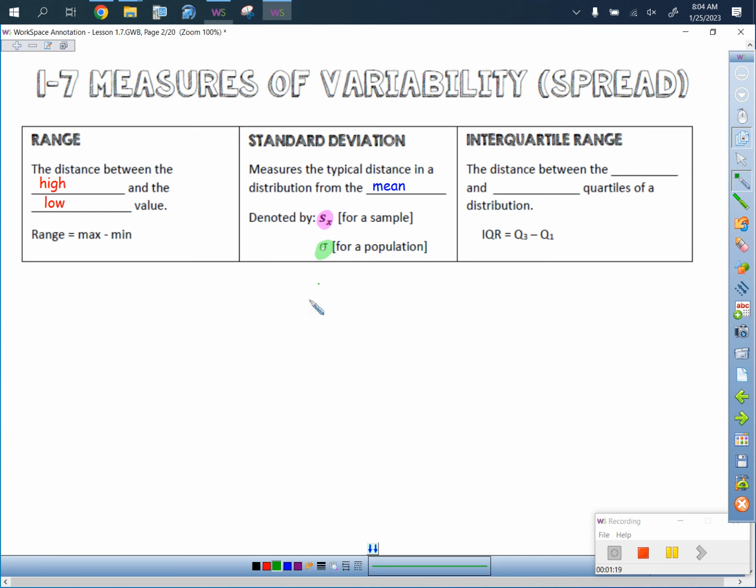For a population, they use this Greek letter sigma. If you don't remember that that's called sigma, that's cool. It's just standard deviation, and I'll help you with all that stuff. If you're wondering what this symbol means, that's the standard deviation. So that's how far you are from the mean.